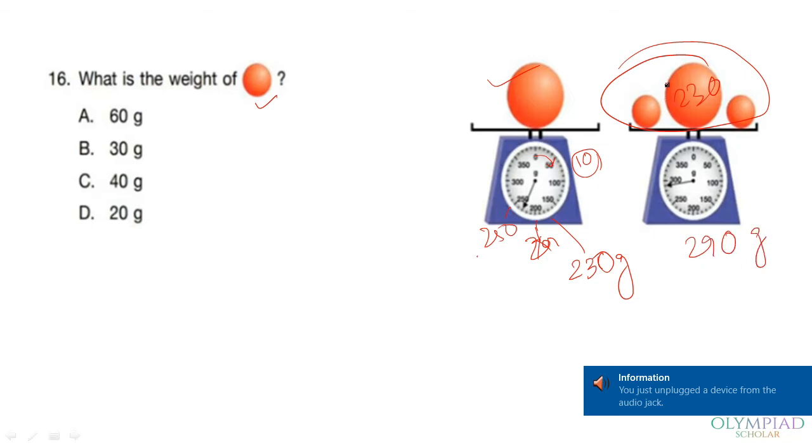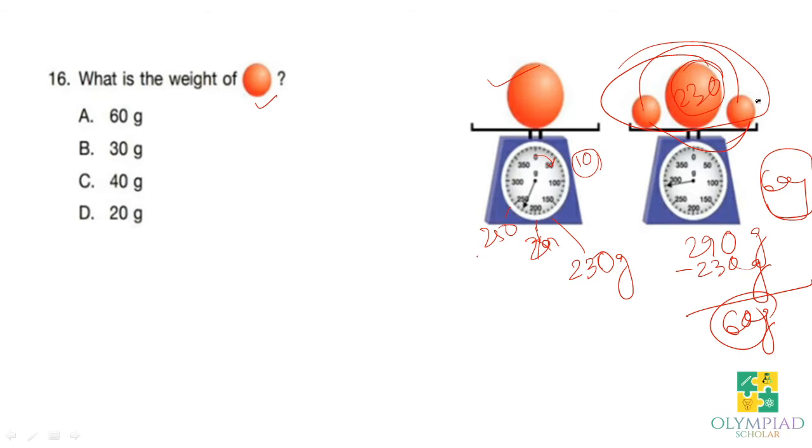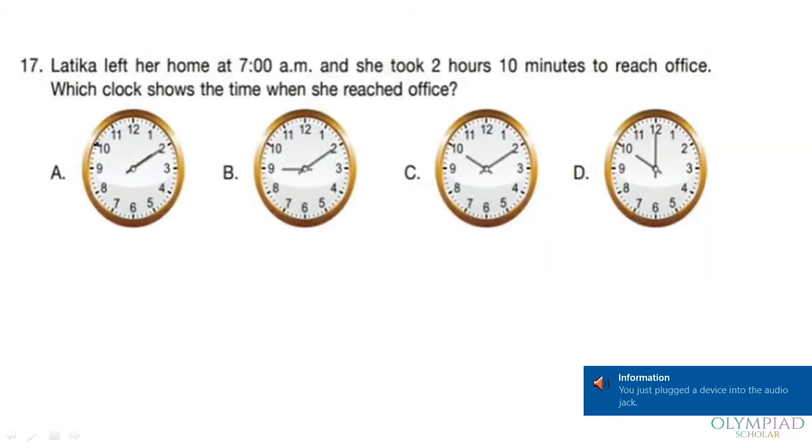Okay, so if we take this out, definitely 230 grams will be decreased. So it is 60 grams. We will get 60 grams for these two smaller balls. These two smaller balls weigh 60 grams. So if two balls weigh 60 grams, then definitely one will be 30 grams. Let's jump on to the next question.